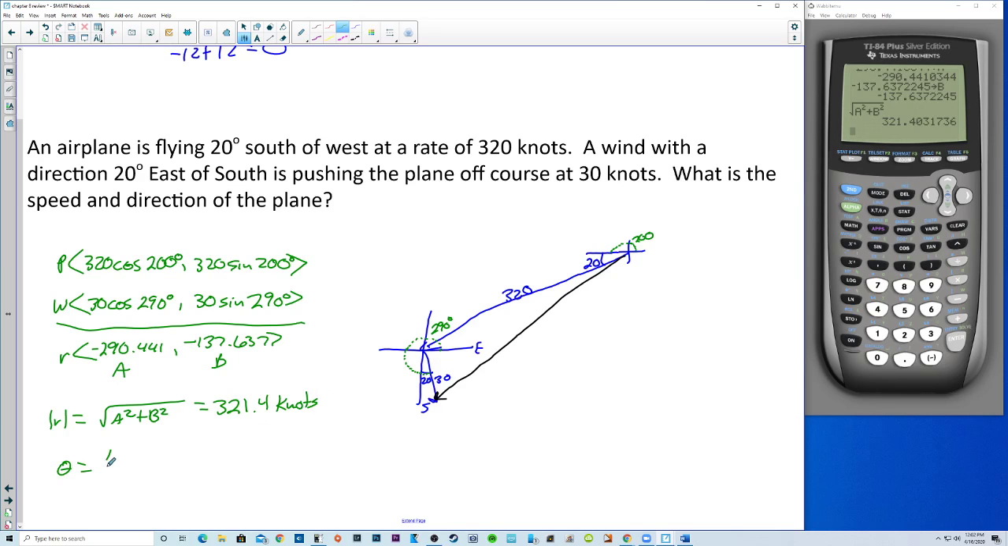The angle is inverse tangent of b over a. Inverse tangent of b divided by a. Let's see what we get. We get 25 degrees. But let's see, what would that be? It would be right here. That's what it's giving us, 25 degrees.